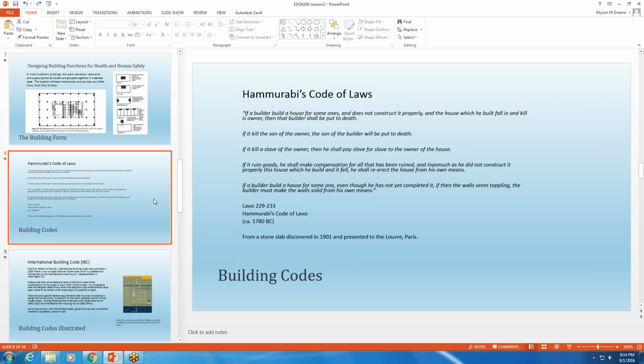So we see some form of accountability. Hammurabi had an eye for the future, for just how important it was that we build safe structures. And it really affects people's lives. It's a life or death situation. It's that important.